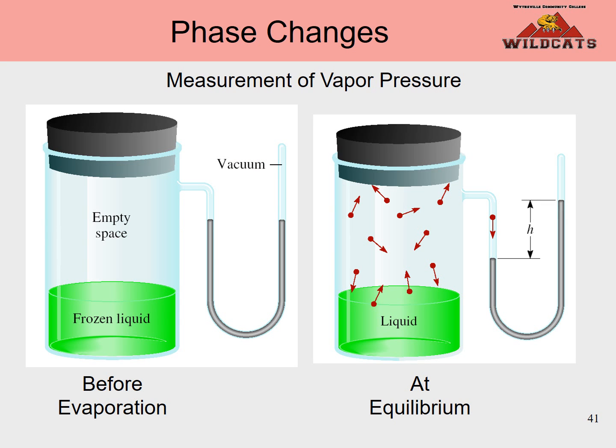To give you an idea of what's going on, we've got a frozen liquid in empty space, then we start to warm it up. As we raise the temperature, more molecules can escape. They're going to escape and return, escape and return. If you'll notice, our pressure starts to go up, and we can measure the height of this pressure in that mercury. We did this for gases with our manometer problems.